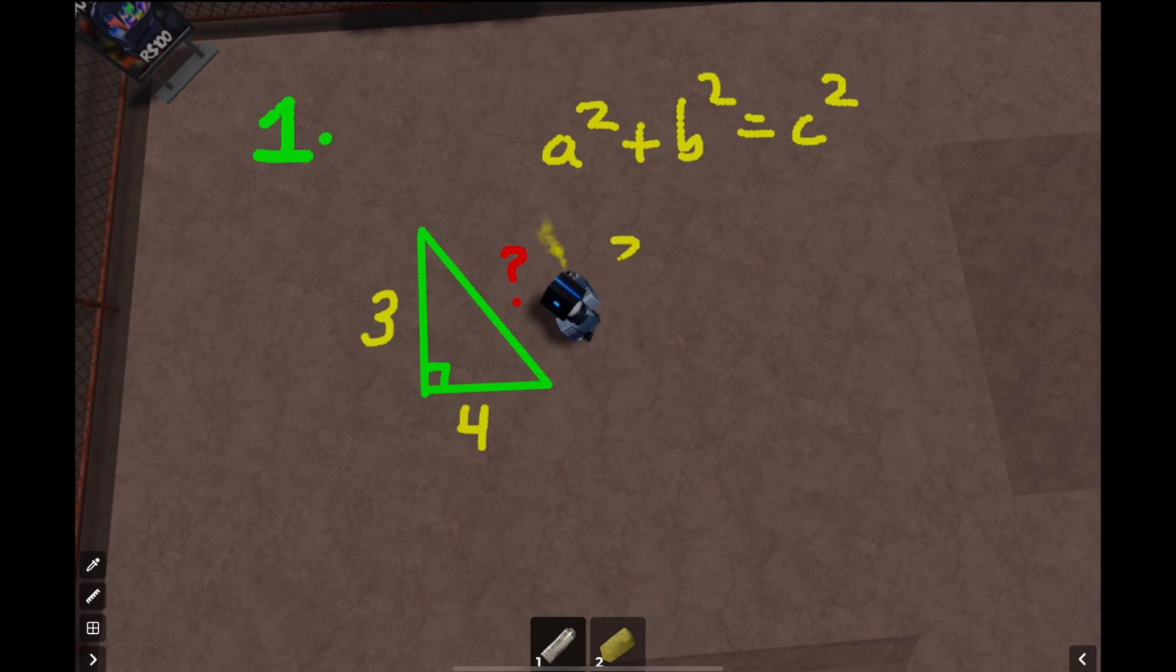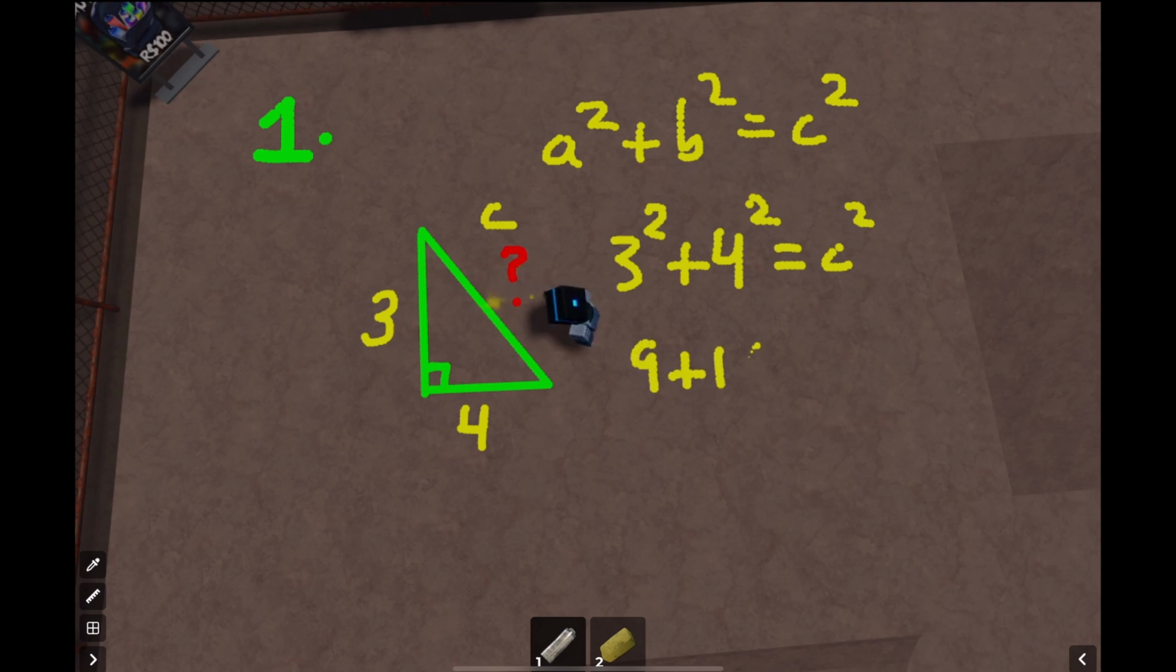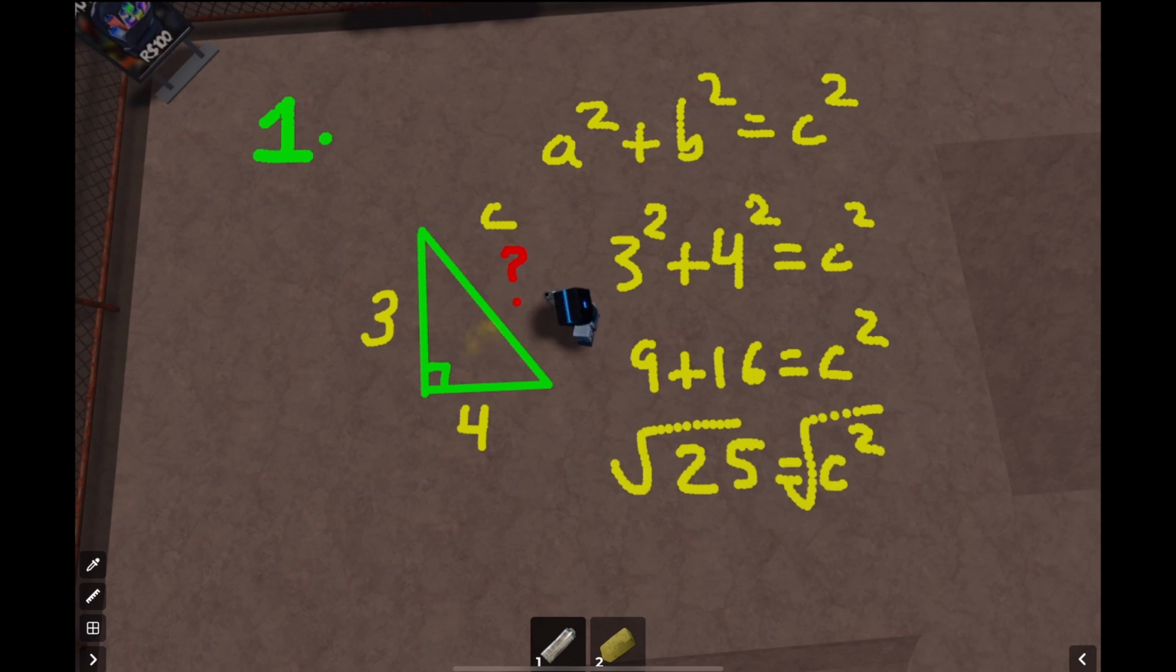So we have 3 squared plus 4 squared is equal to C squared, if we call the side C. And then that's 9 plus 16 is equal to C squared. That means 25 equals C squared. To solve, just take the square root of both sides, and you'll find that 5 is equal to C. So this hypotenuse, oops, I kind of destroyed the triangle there, is just equal to 5. Let's move on to the next one.